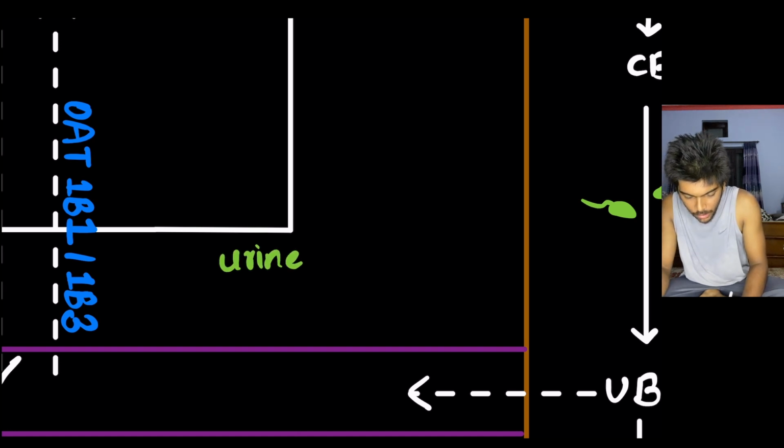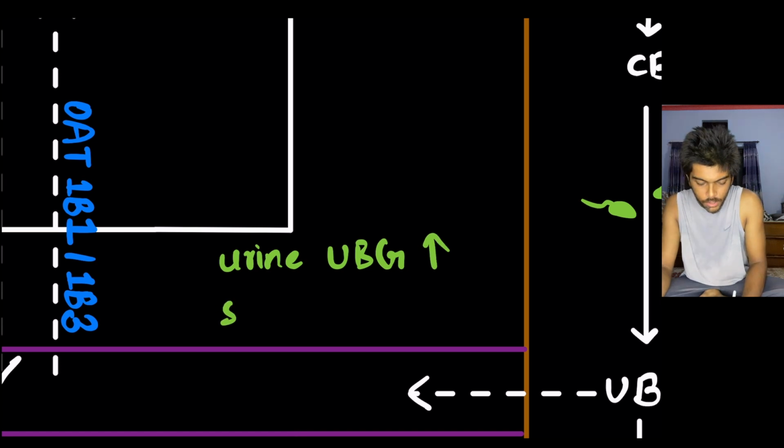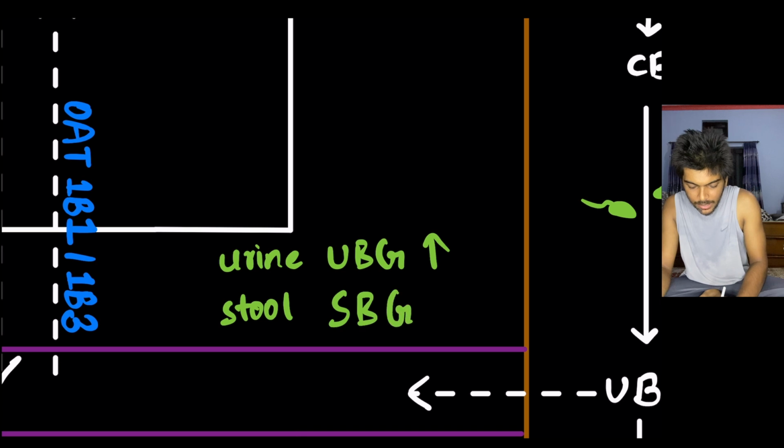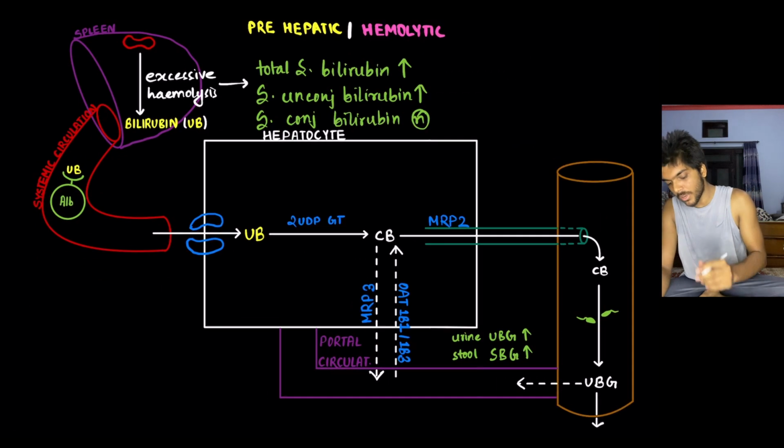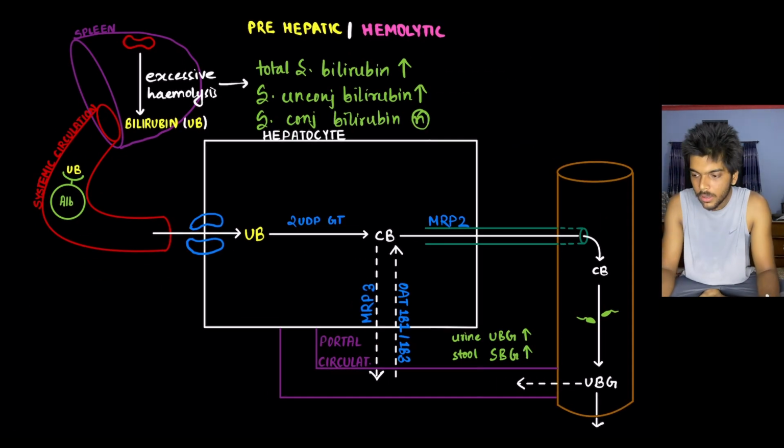Urine urobilinogen is high. Stool stercobilinogen is high as well. Okay. Now, the presence of bilirubin in urine, is it there or not?